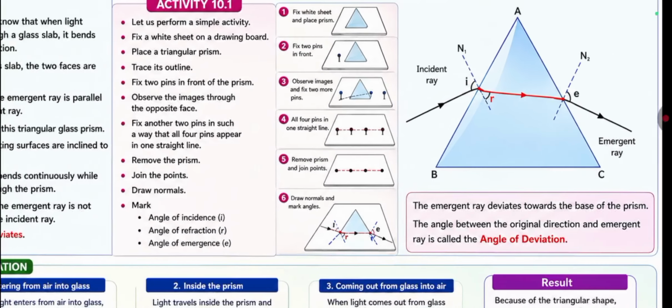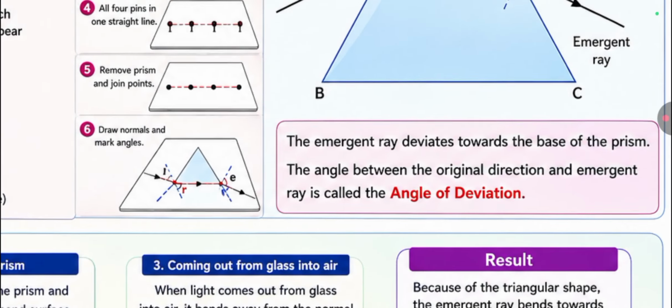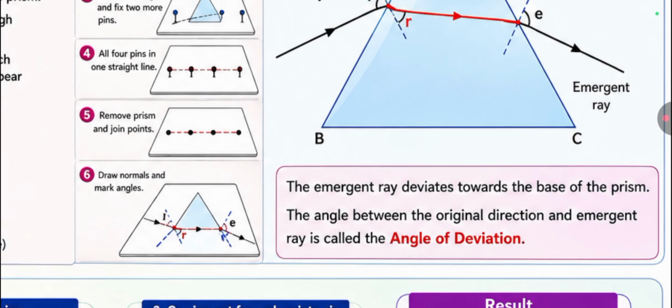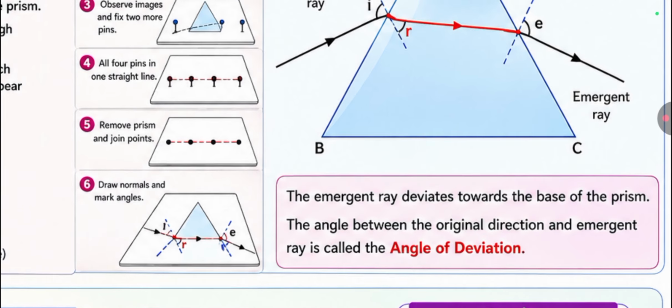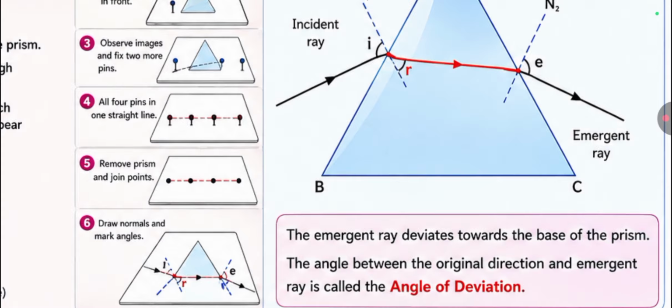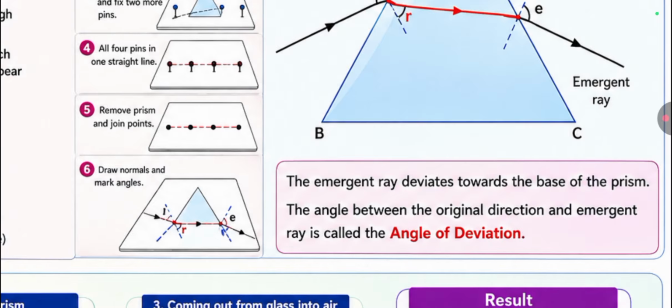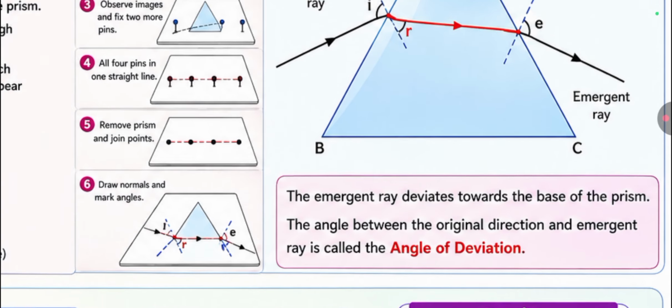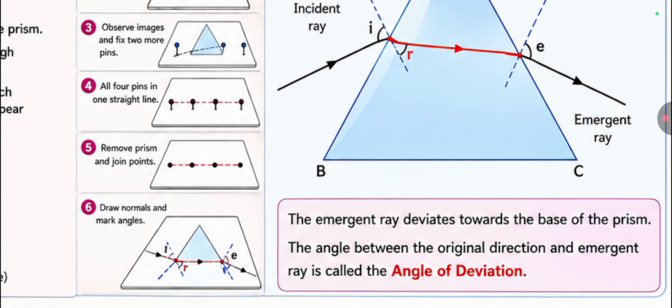What do we observe? The emergent ray deviates towards the base of the prism. The angle between the original direction and the emergent ray is called the angle of deviation. Once again, I have to repeat: the angle between the original direction and the emergent ray is called the angle of deviation.